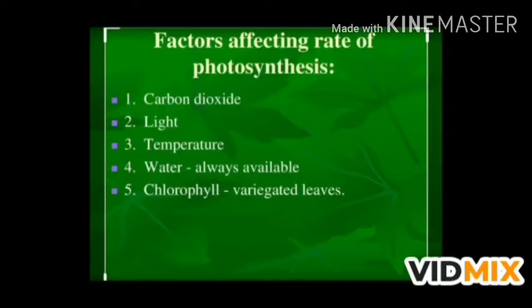Second one is nature of light. The blue and red regions of the visible light are most effective for photosynthesis. If light of some other color is made to fall on the plants, then the rate of photosynthesis decreases.